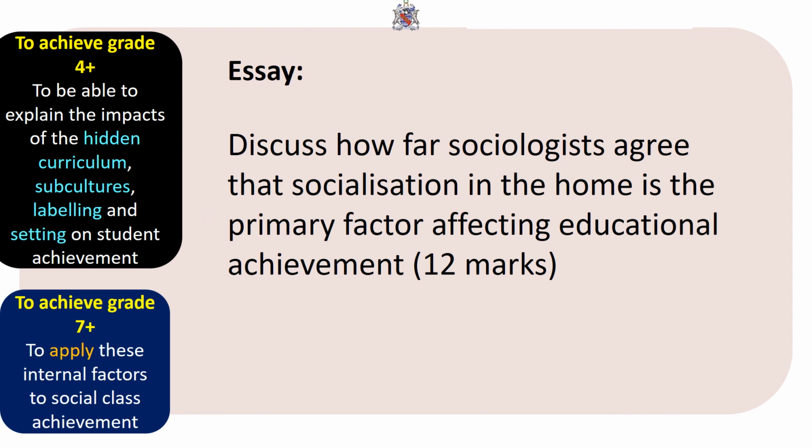And then this question of which is more important, well, that now comes into your essay. How far do sociologists agree socialisation in the home is the primary factor affecting educational achievement? Well, that would be those external factors. Cultural socialisation you get in the home. Do your parents value education? Do they have the skills to help you with your homework? Do they speak in the same style that exams are written in so you're familiar with it? Or are there other factors?